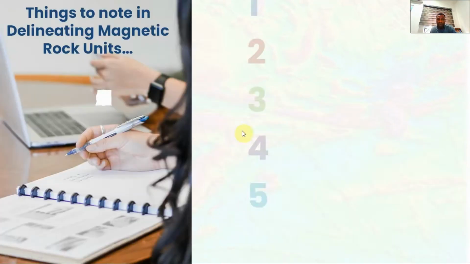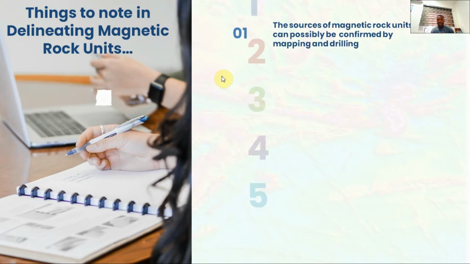Now, there are things we need to note while delineating magnetic rock units. There are about 5 things we must note, and the first one is the sources of the magnetic rock unit. We must understand that whatever we identify as a rock unit that is given an expression on the surface, we can prove by drilling or by mapping.